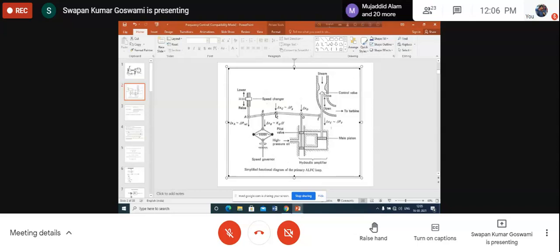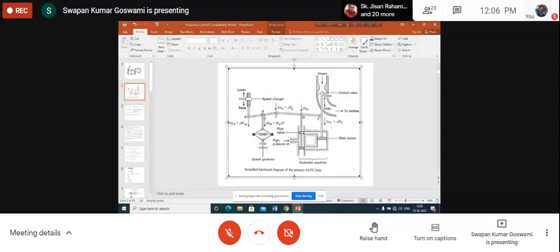Okay. So what happened? Now you have given a power increase command. You have lowered the position of the speed changer, so it has been pushed down. As you have pushed it down, there was some speed of rotation corresponding to synchronous speed. So if you have moved it down, what will happen?